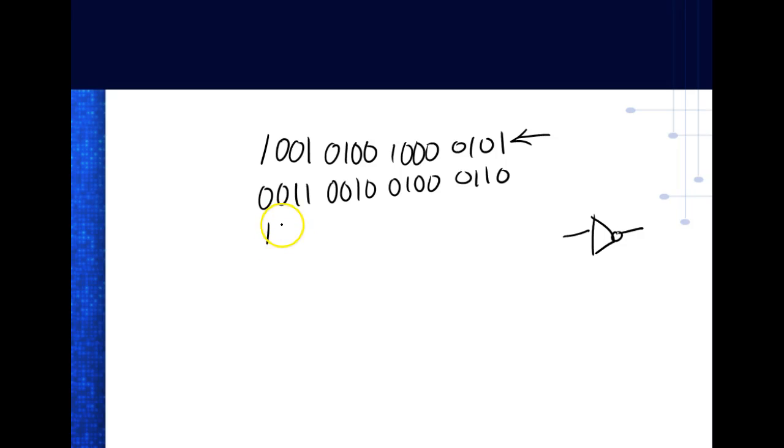This would be a 1, this would be a 0, this would be a 1, 1, 0, 1, 1, 0, 1, 1, 0, 0, 0, 1, 1, 1. And so that's going to be B, a 6, C, 7. You can see the beauty of hexadecimal.